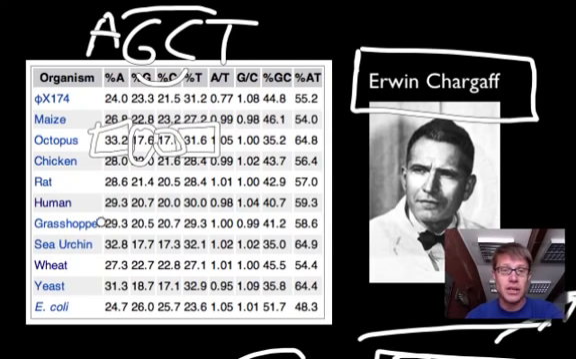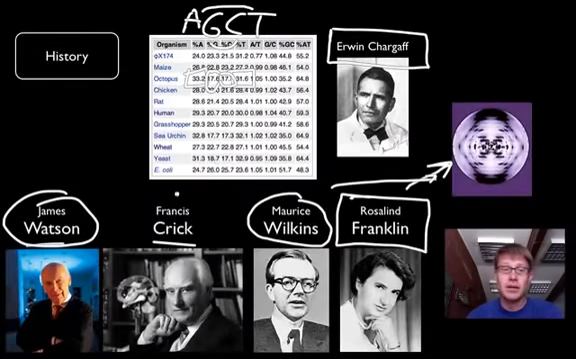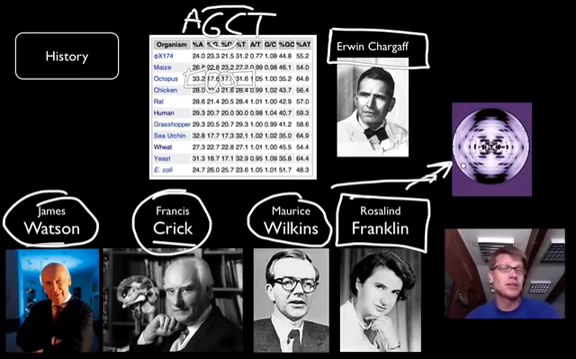So as you look all the way down here, like in humans, we have 29.3% A and 30% T. Likewise, we have 20% G and C. And so he didn't know what that meant, but Crick and Watson knew. They knew the structure of a helix coming from the work of Franklin and Wilkins. And so they used models to figure out the structure of DNA.